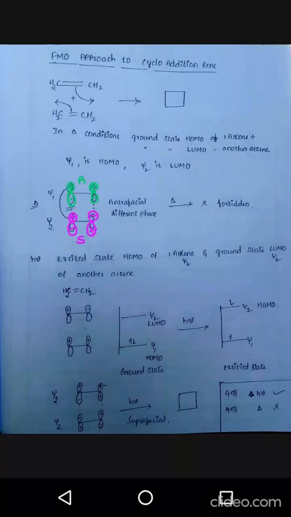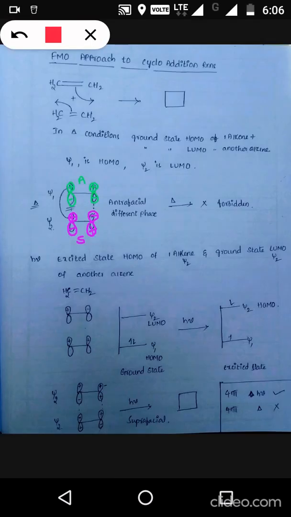Dear students, in this video we will learn the FMO approach to cycloaddition reactions. In cycloaddition reactions, two starting materials or two pi bonded compounds will be present. These two pi bonded compounds will react to form cyclic compounds. The example for this is an ethene molecule reacting with another ethene molecule to form cyclobutane.